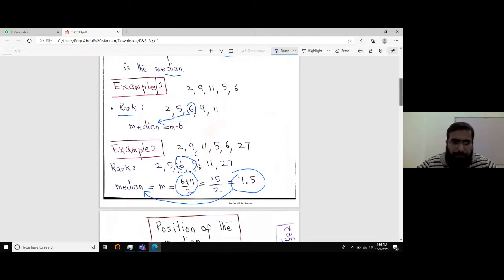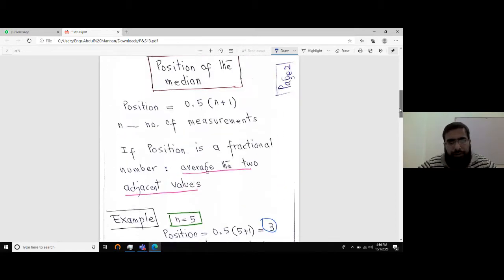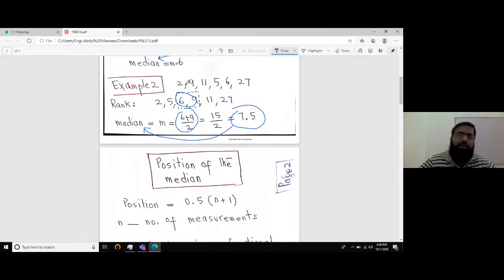That's simple. But if n is 6, then 6 plus 1 is 7, times 0.5 gives us 3.5. This means the median is the average of the numbers positioned at the third and fourth positions. This is an example with n equal to 6. So in this case, the median is the average of the numbers at position number 3 and position number 4.